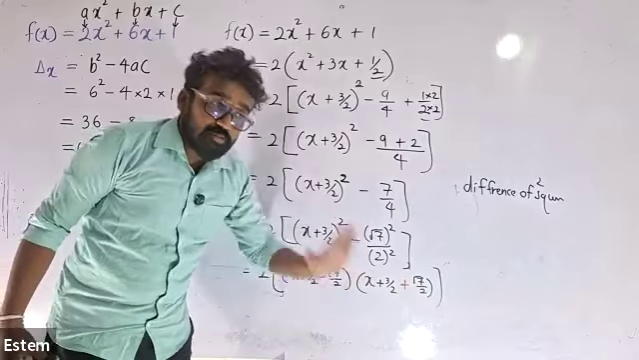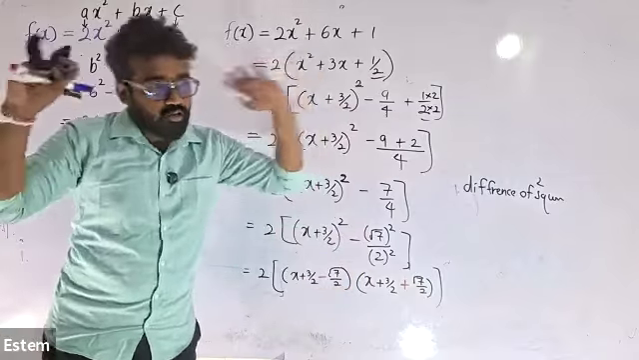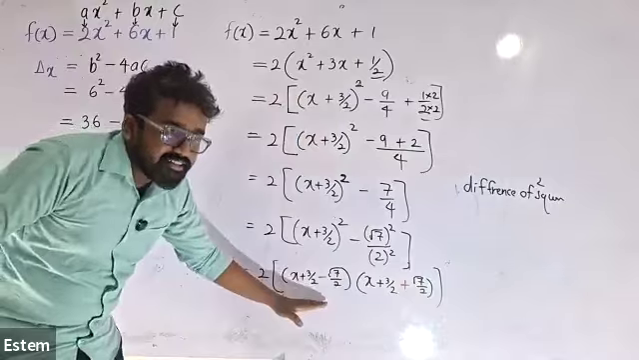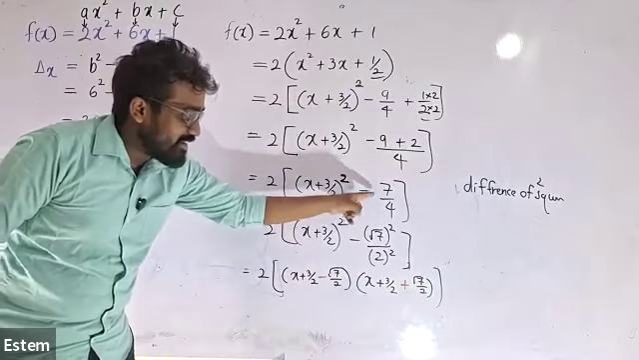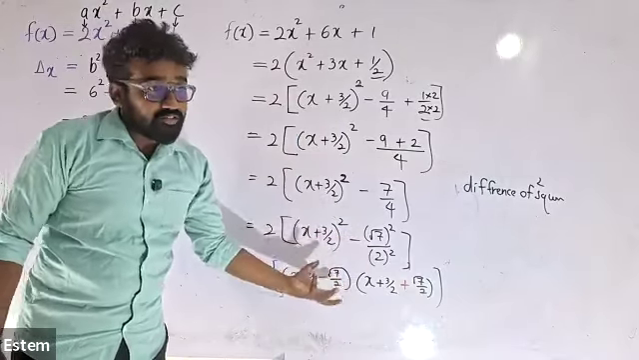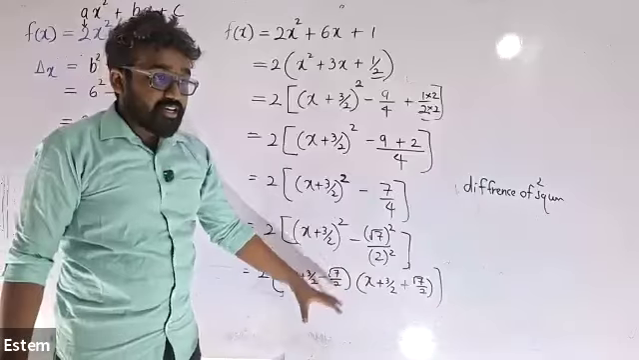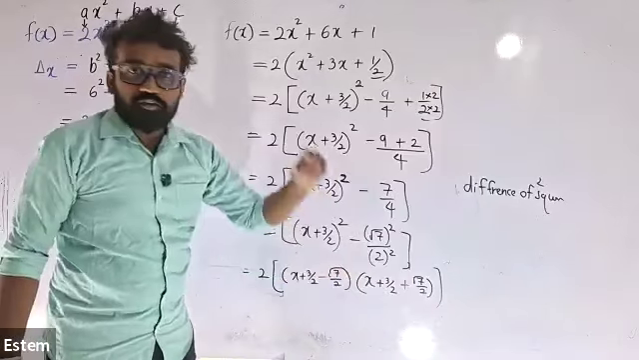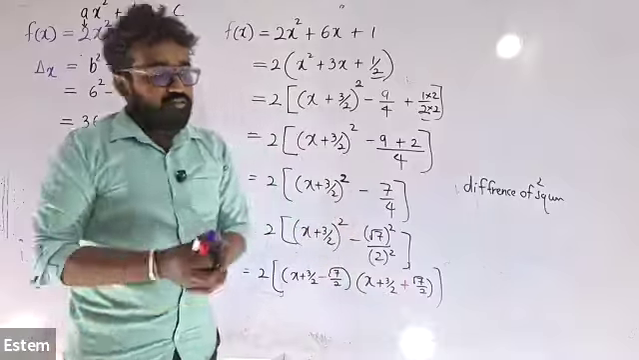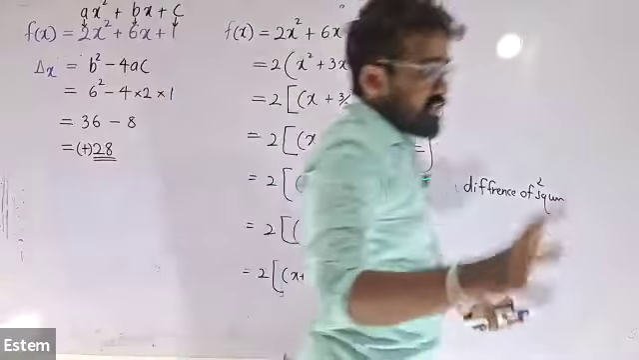See, this is very important for integration in future. Did you get that? How I write this as a difference of two squares and how I factorize this? If you have any questions, you are free to ask me. Ask and clear.